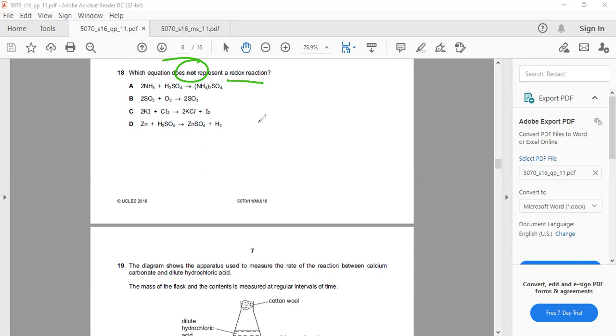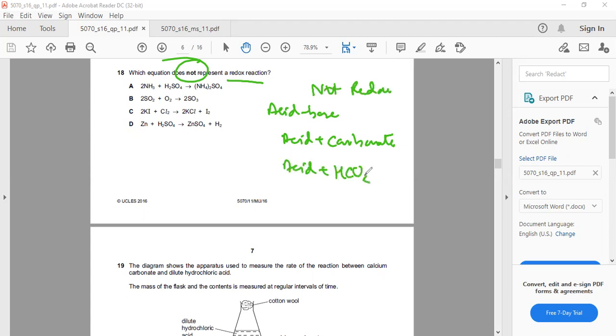It's very easy to learn. Acid base, acid carbonate, acid plus hydrogen carbonate. They are not redox. Number 4, precipitation reaction, double displacement. They are not redox. So it's easier for you to identify. Oxidation number will not be changed. So A is the answer.